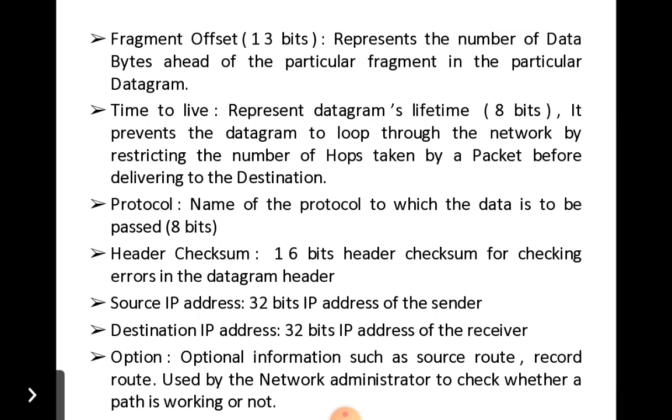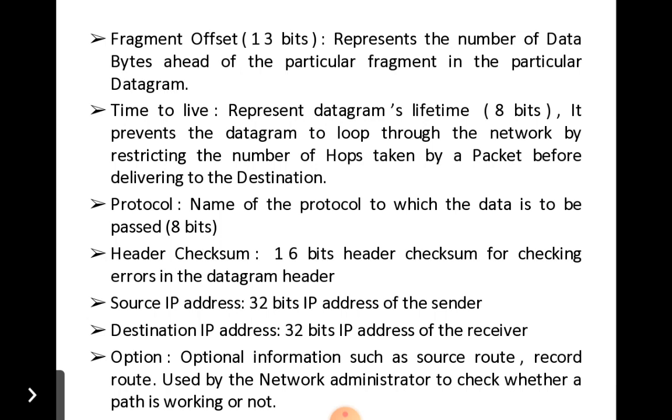Header checksum. This field is 16 bits long, used for checking errors in the datagram header. Source IP address. This field is 32 bits long. It represents the IP address of the sender. Destination IP address. It is 32 bits long. It represents the IP address of the receiver.